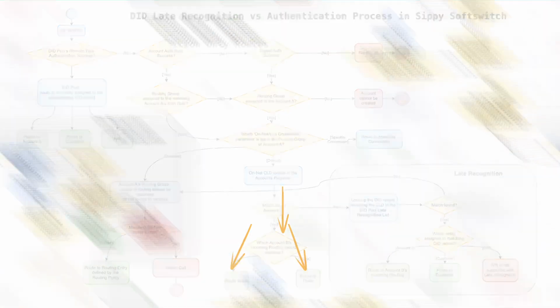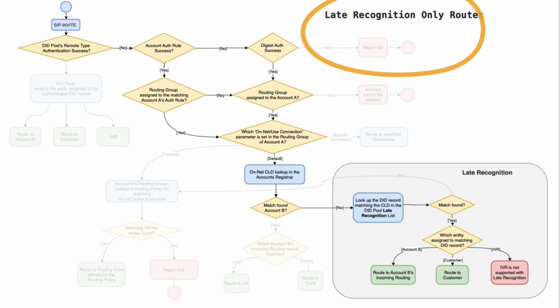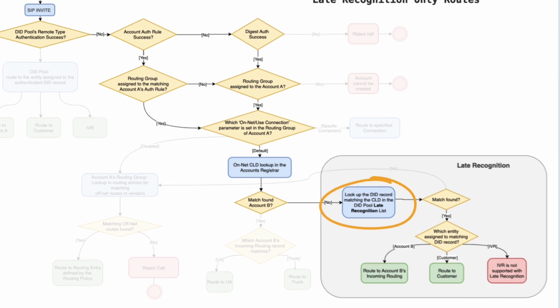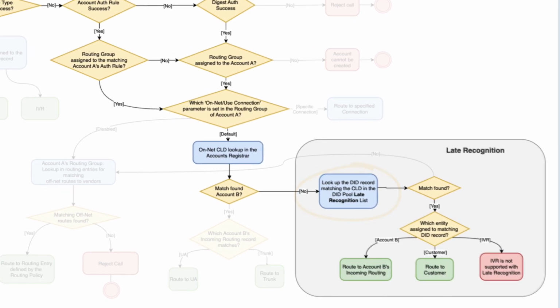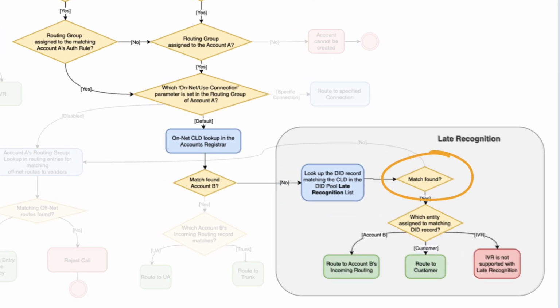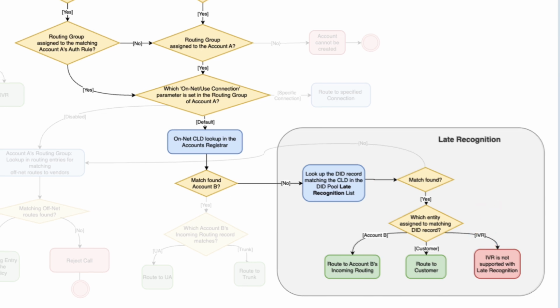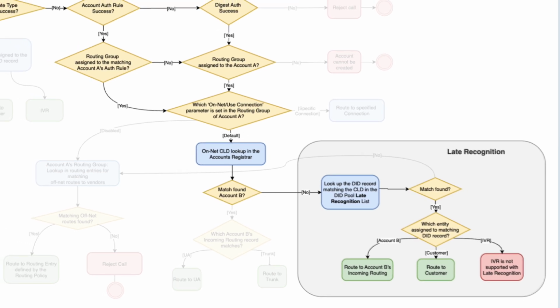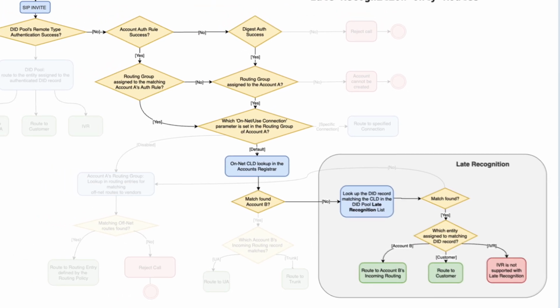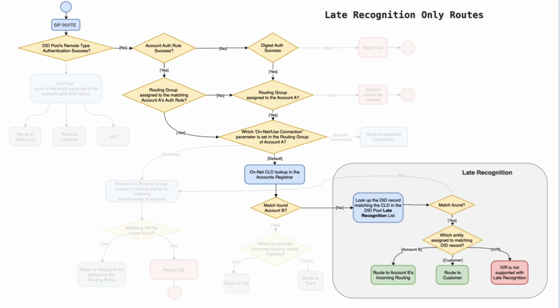If the on-net lookup fails to find a matching account, the system then performs a late recognition search. It will look for a DID in the DID pool that matches the dialed number and has this late recognition rule enabled. If a match is found, the call is routed to the account or customer assigned to that DID record. It is important to note that routing to an IVR is not supported by the late recognition process. Finally, once the call is sent to the matched account, the process concludes with that account's incoming routing settings, for example, by sending the call to a registered device. The system will not perform another late recognition lookup, which prevents potential routing loops.